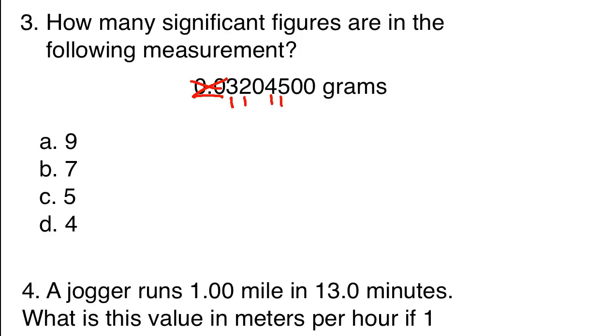This 0 in the middle here is between 2 non-zero digits, so that also counts. And then trailing zeros will count if there's a decimal point, and in this question there is a decimal point associated with this measurement. So you tally those up, you've got 1, 2, 3, 4, 5, 6, 7. So 7 significant figures. Answer B would be the correct one.